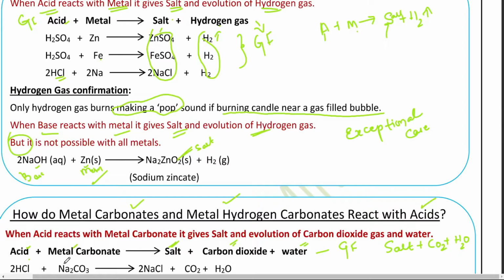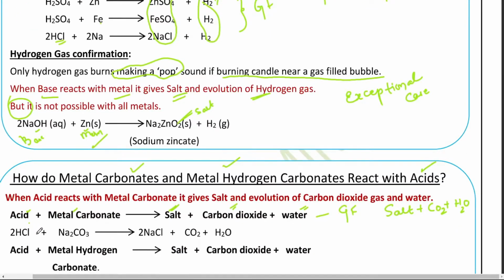The common example used here is HCl. HCl, when it comes in contact with sodium carbonate: HCl is the acid, and the metal carbonate is sodium carbonate. We get NaCl, that is sodium chloride, plus carbon dioxide plus water. In the same way, when the acid reacts with metal hydrogen carbonate, what does it give? Again, it will give you salt, carbon dioxide, and water. So basically, the byproducts are the same for metal carbonates and metal hydrogen carbonates.